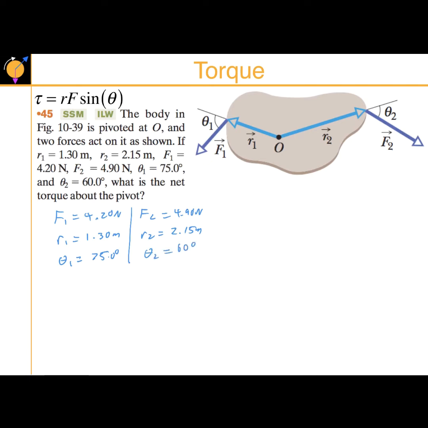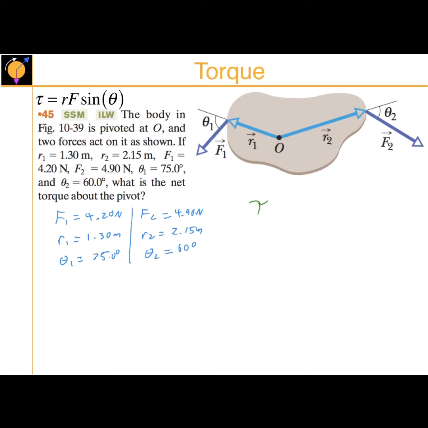So the net torque is going to be the sum of those two torques, right? It's going to be torque 1 plus torque 2. And you notice that one torque is making it spin clockwise and the other one is making it spin counterclockwise. Let's have a quick look at that. This torque here is pushing it in this direction, which is clockwise. So this one will be negative. Whereas this torque here is trying to spin it counterclockwise. This one will be positive.